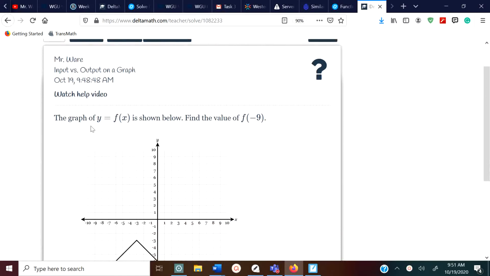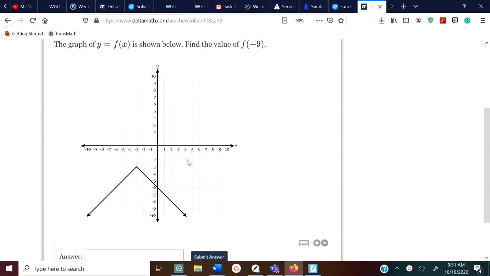It says the graph of y is equal to f of x is shown below. Find the value of f of negative 9. So what does that mean? With f of x and this negative 9 in place of x, the negative 9 is x. So we need to find what the value is when negative 9 is x.